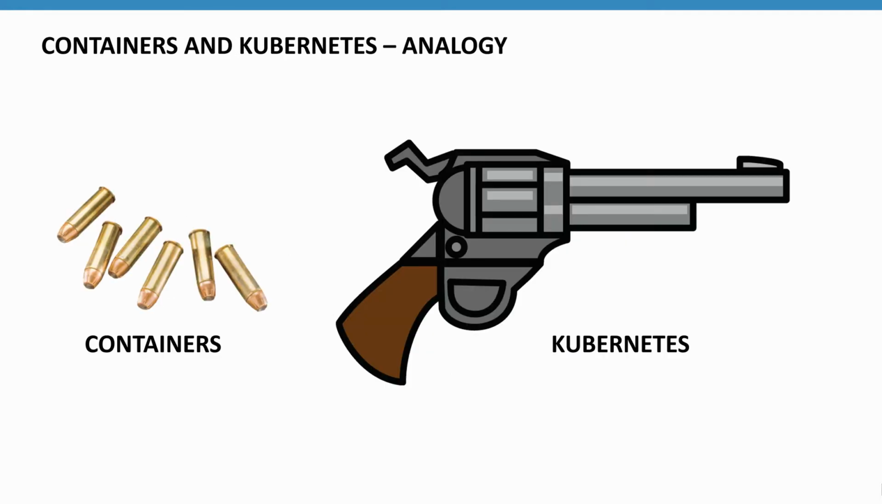I often use this analogy: a container is a bullet, Kubernetes is the gun. A bullet can't work independently. It needs a gun. A gun gives the bullet speed, it has a trigger, a lock, a chamber. Similarly, Kubernetes does many good things for containers to establish your business.